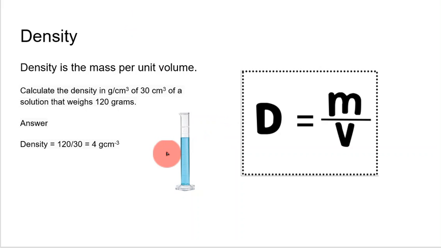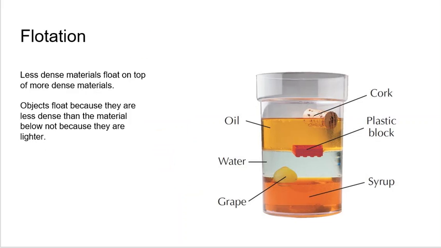So the more dense an object is, the more matter that's contained inside it. The less dense an object is, the less matter that's contained inside the volume of the object. So flotation then: less dense materials float on top of more dense materials. If you put a denser material sitting on a less dense material, it will sink down through it. But if you put that same material on a more dense material, it will sit on top of it or float on top of it. So objects float because they are less dense than the material below, not because they're lighter.